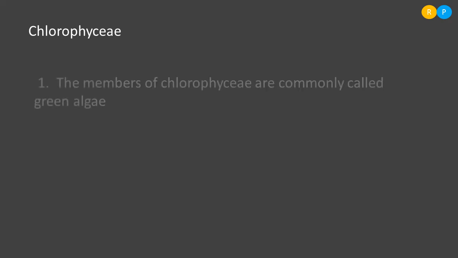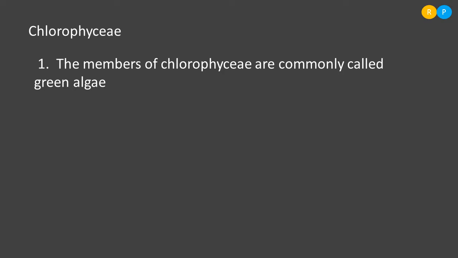Now first let us study about Chlorophyceae. Chlorophyceae is one of the subclassifications of algae. This class consists of green algae. That means because of their characteristic color we call them green algae. So all green algae are placed under one class, that is Chlorophyceae.